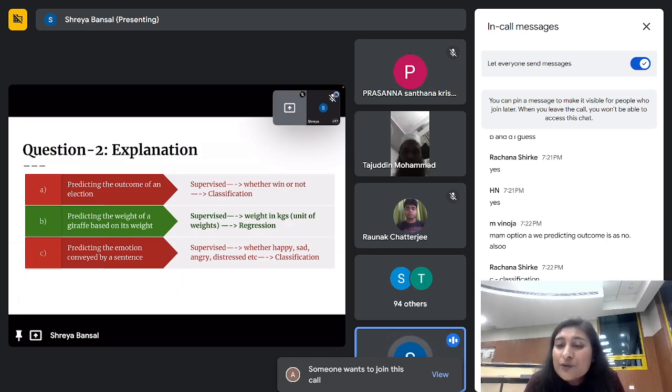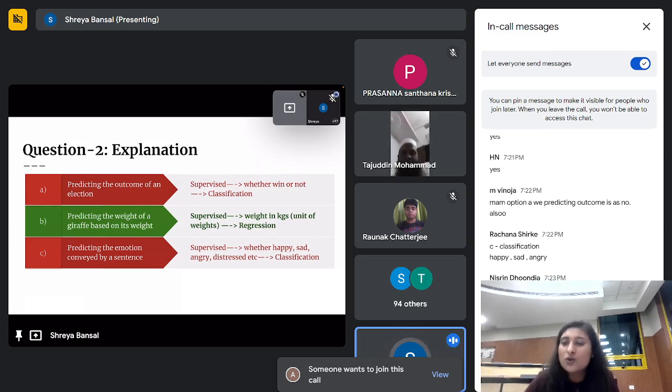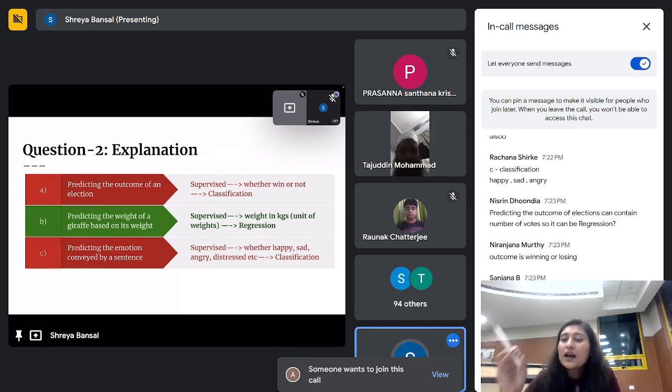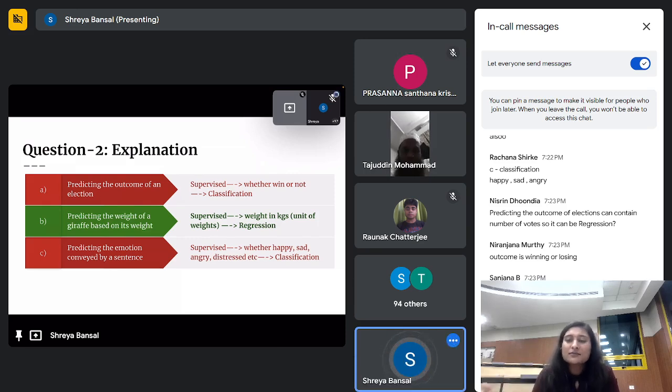Actually, the number of votes are features. When you are in the process of election, you count the number of votes, and the outcome of election can never be the number of votes. It's always whether win or lose, right? So the number of votes are the basis on which the outcome is determined. So these votes are your features. We call them features in machine learning terms. Okay.